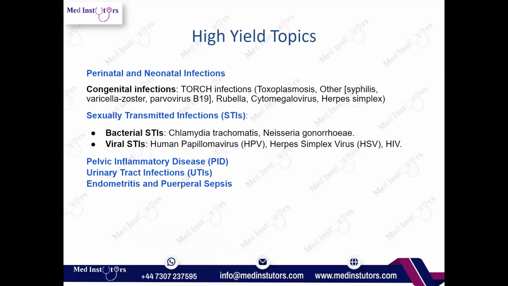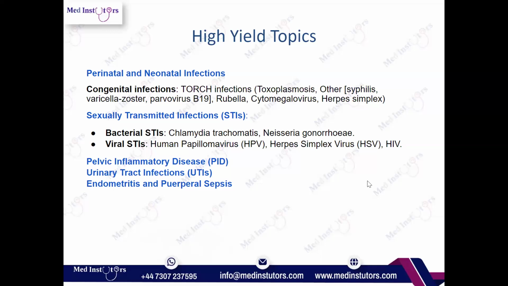Because once you go through the list of topics here, you will retain some of the information, and whenever you are solving SBAs, maybe you already know what the TORCH infections are, what the organisms are, what the most common organisms involved in STIs are, and what the microbes involved in viral STIs are. So the causes of viral STIs would be human papillomavirus, herpes simplex, or maybe HIV. HIV is a high yield topic.